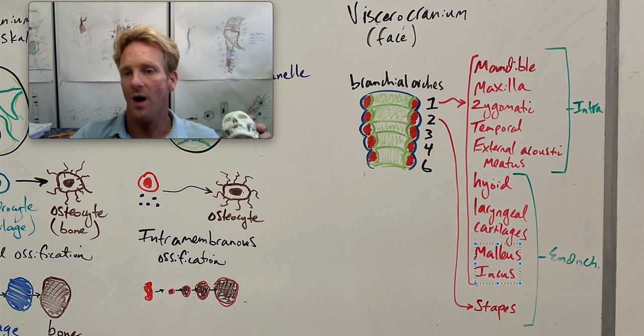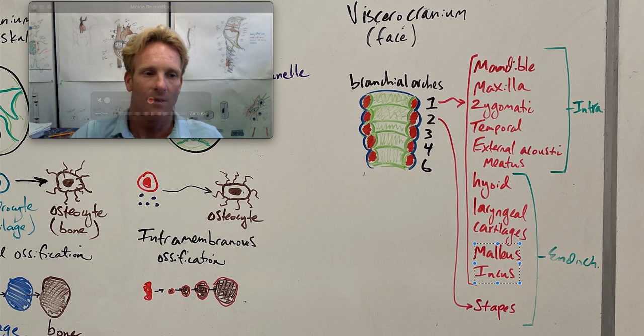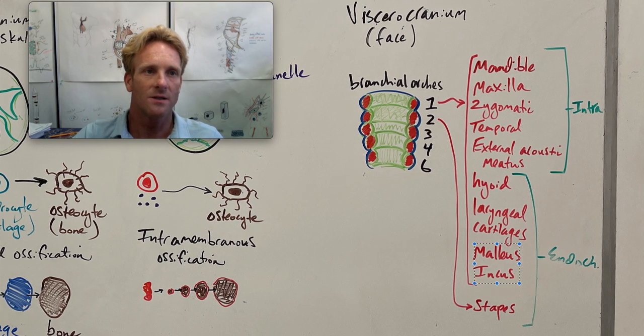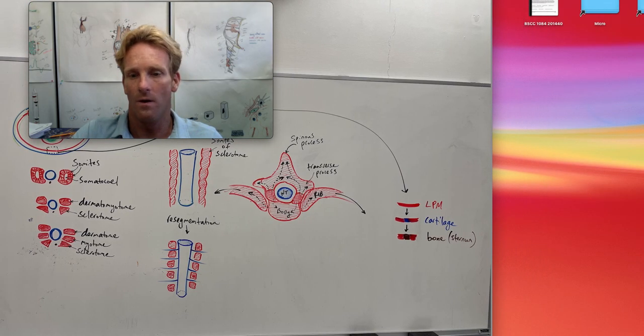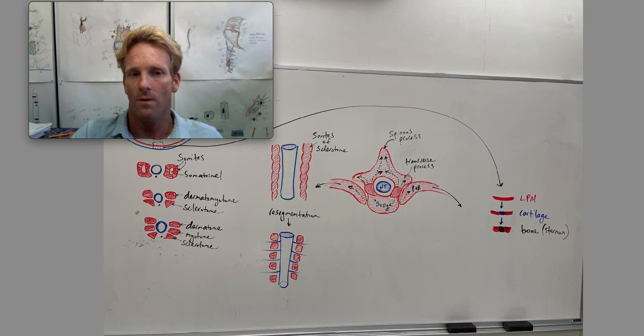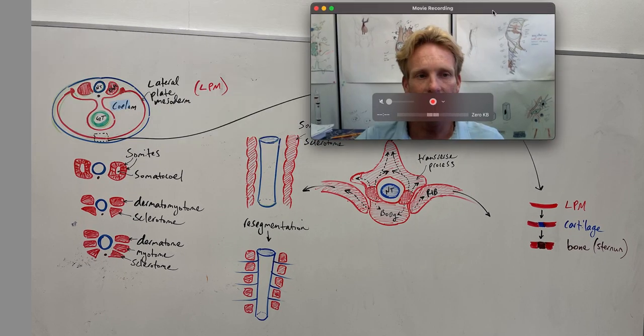Now, the hyoid, the malleus, the incus, and the stapes develop according to endochondral ossification. So remember, that means that they do have this template of cartilage. So that's kind of how the face develops. Now, let's look at another image to look at how the spine is able to develop.